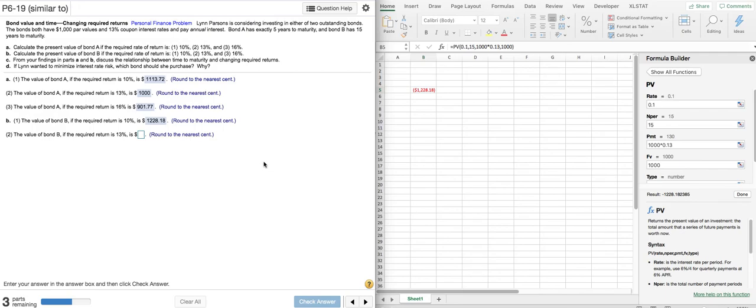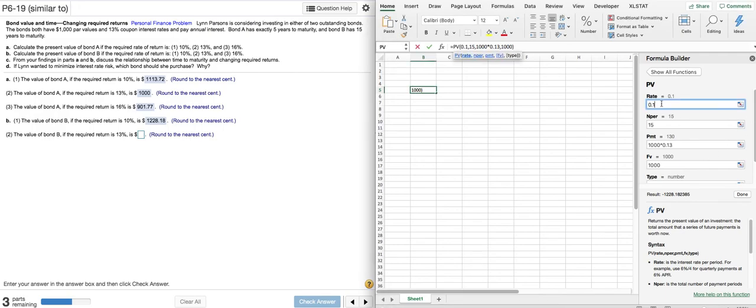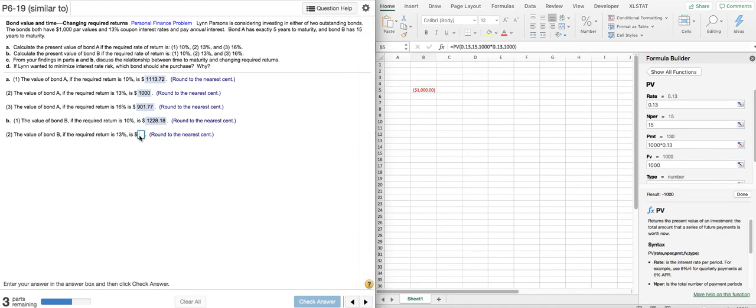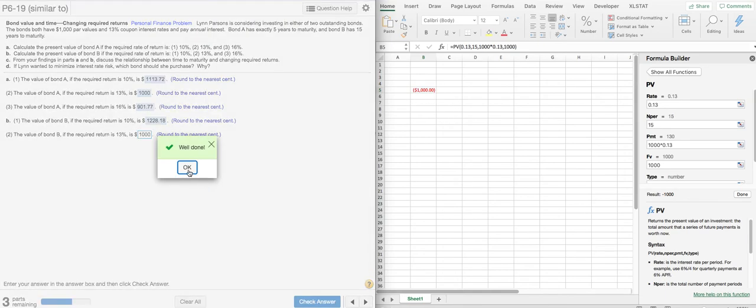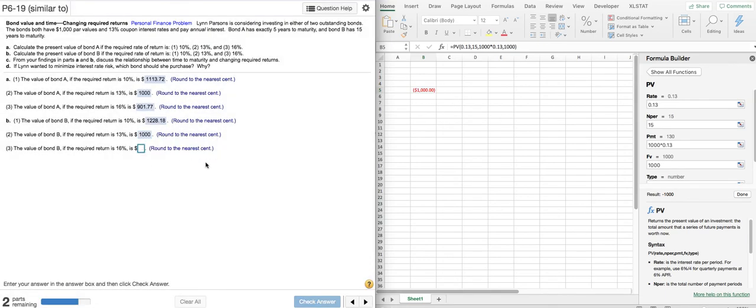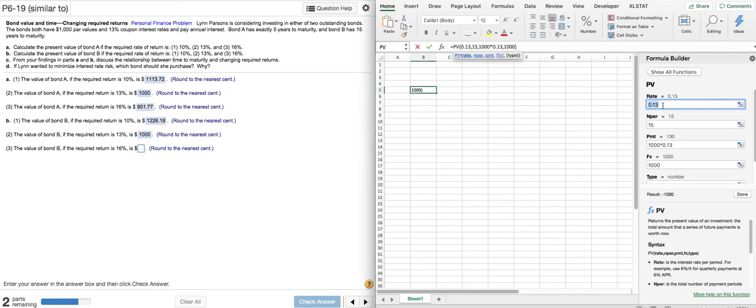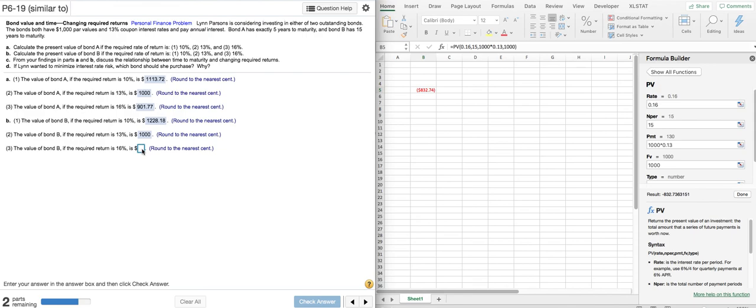And now if we have a required rate of 13%, we can just change the rates. And of course, that is, again, as we would expect, $1,000, but here is the proof with the Excel function. And at 16%, again, we should be expecting a discount here, and we have $832.74.